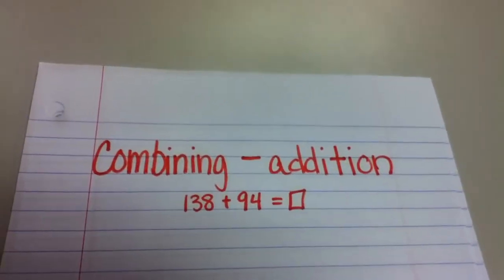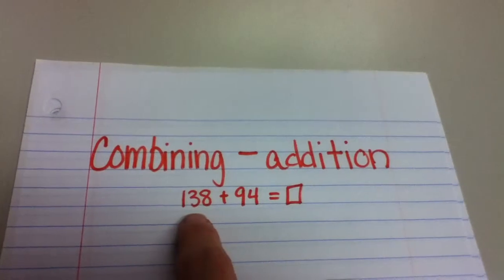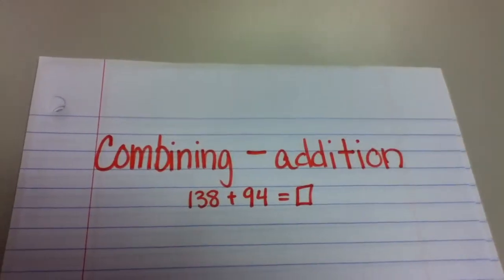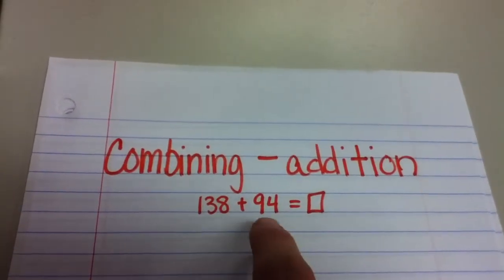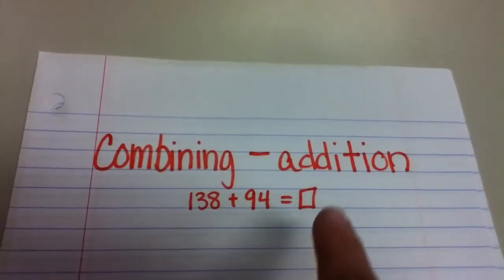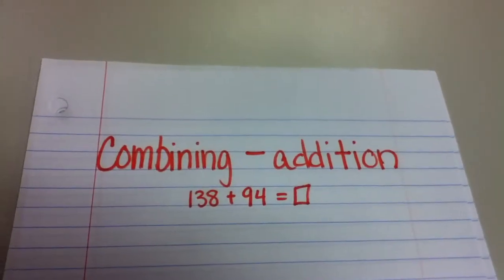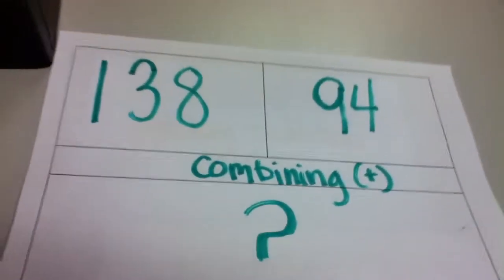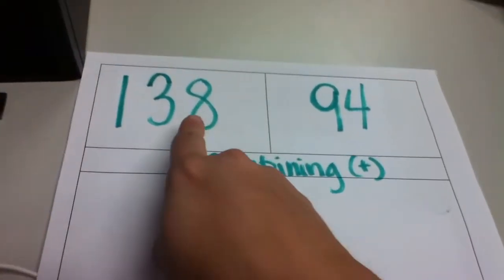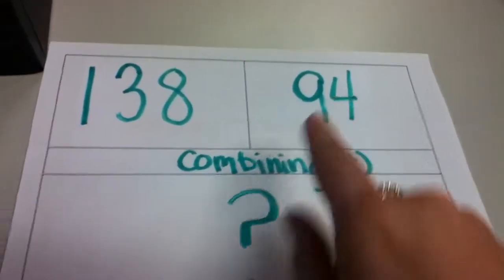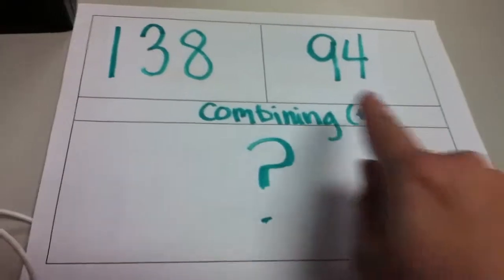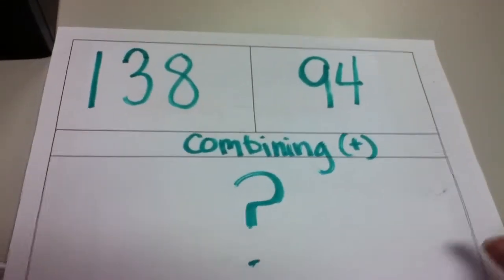For example, in this one, I would have 138 songs on my iPod, and I purchased 94 more, and so I'm looking for the complete amount. We also look at that as a part whole. I know the parts, and I'm looking to find the whole, which is the reason why I have to combine them.